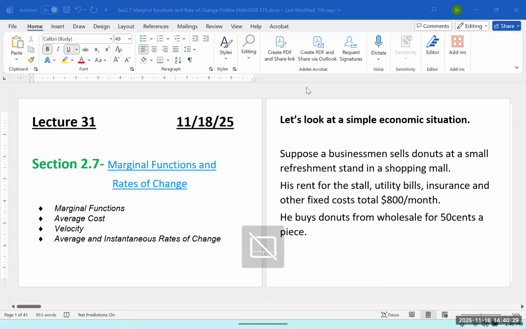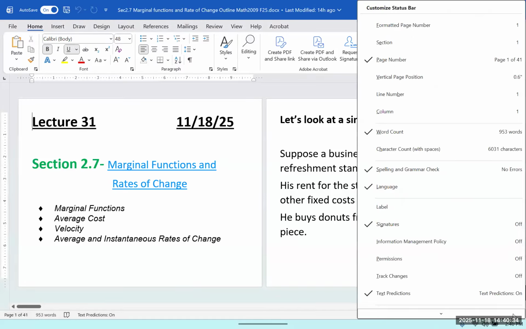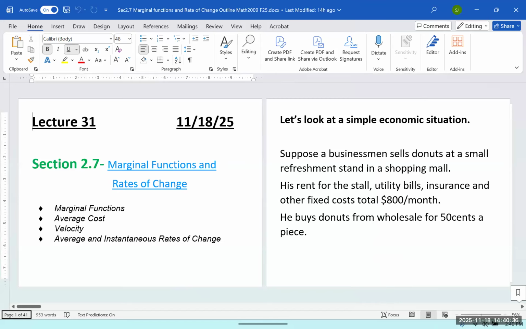So we learned about derivative. We learned about implicit differentiation and where we use derivative in our lives. We did related rate, the application of the derivative. Today, we are going to do derivative in financial field. How do you use derivative in the financial field? So we're going to talk about the marginal function and rate of change. Marginal function and rate of change, they both mean derivative.